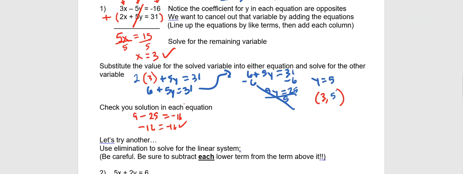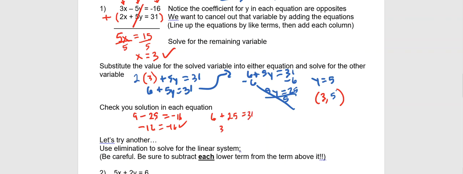So check. I'm now going to have to make sure it works for the second equation. So let's see. I'm going to do 2 times 3 is 6, plus 5 times 5 is 25. Does that equal 31? Let's see.